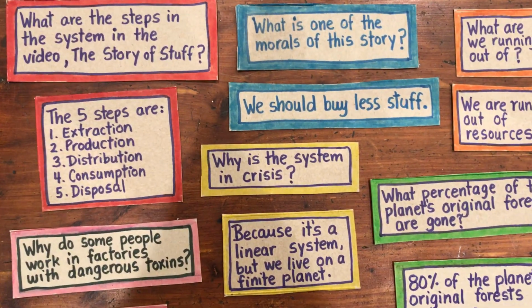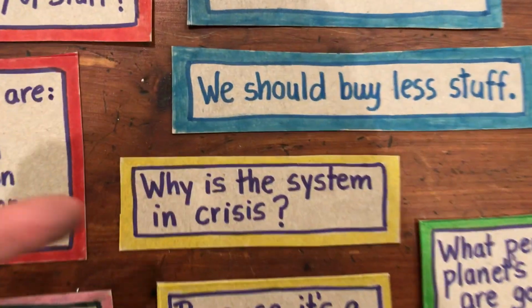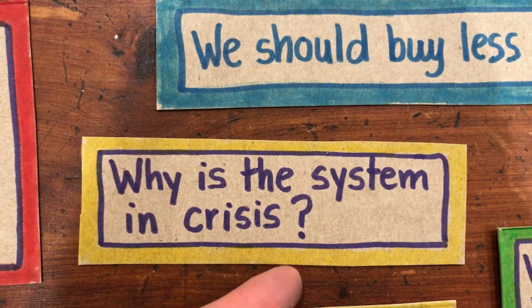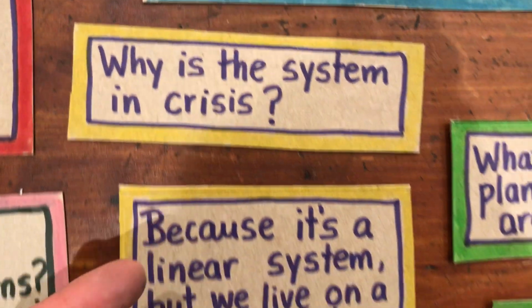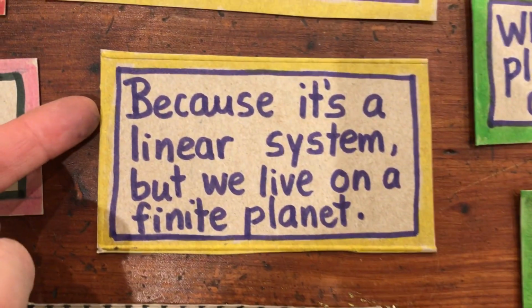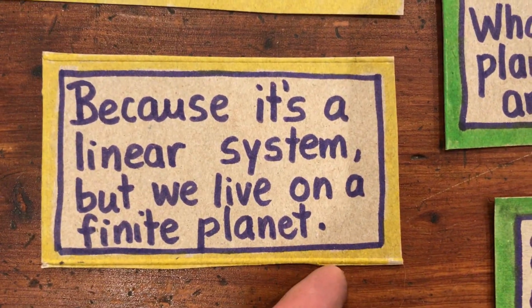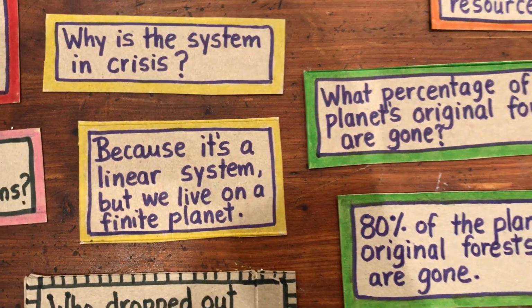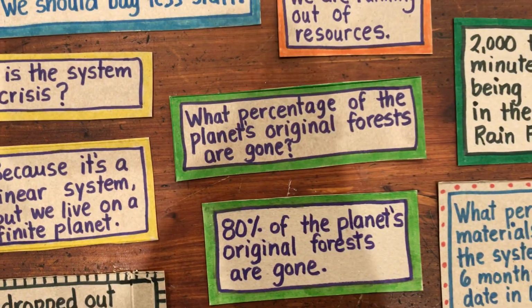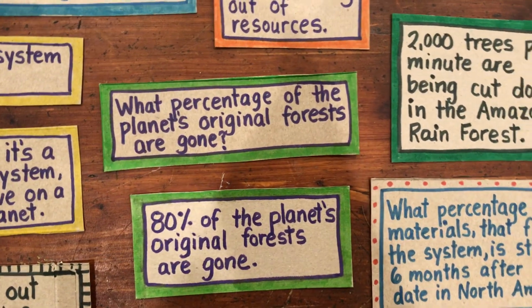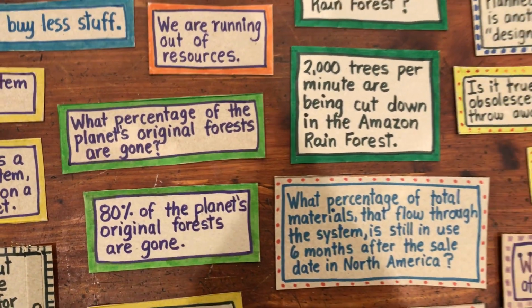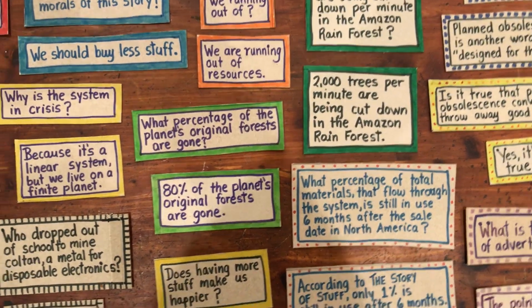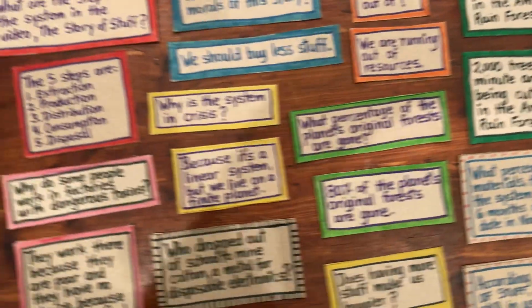Each of your questions must have a capital letter at the beginning and a question mark for the questions. If it's an answer, a capital letter and a period at the end. Make sure that your answers and your questions are spelled perfectly, that you have checked with a dictionary to make sure that you are spelling things well. Let's have a look at some of the examples here.